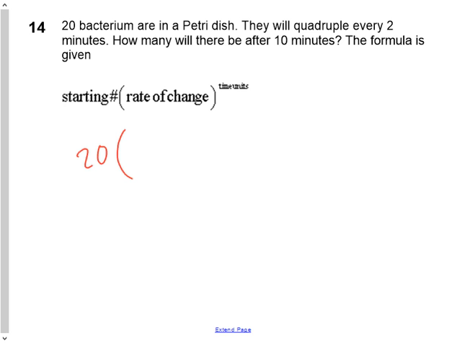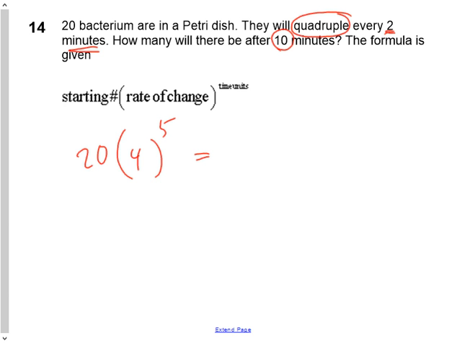The rate of change is this word right here, quadruple, which is a fancy word for 4, multiplying by 4 every time. And it multiplies by 4 every 2 minutes. Every 2 minutes, how many after 10 minutes? So your exponent is not 2, and your exponent is not 10. Your exponent is 5 because it will quadruple 5 times within that 10-minute period. So the number of quadrupling times will be 5.